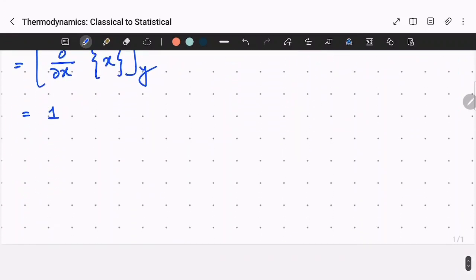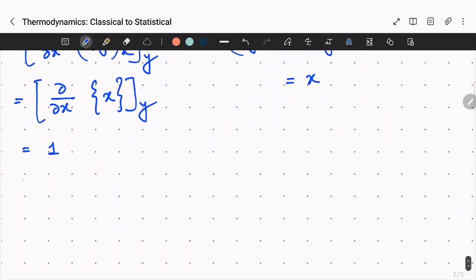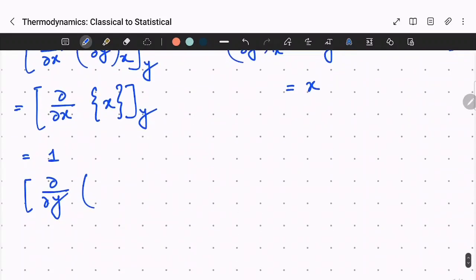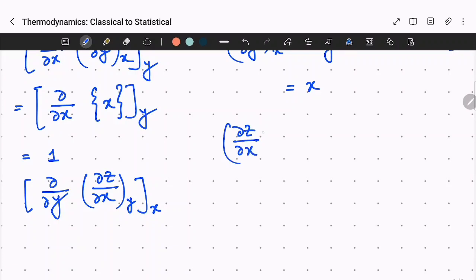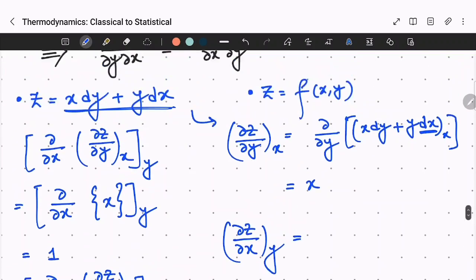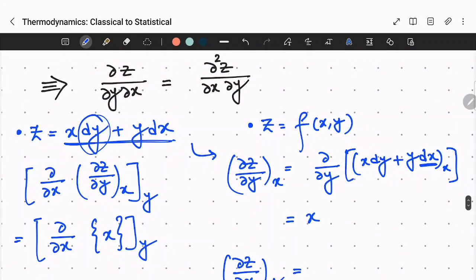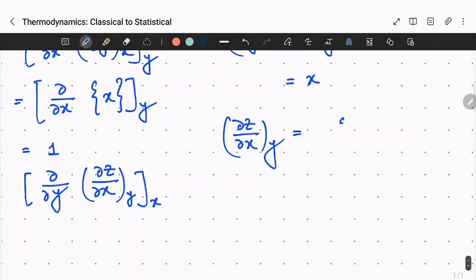Now for the other part, we have to calculate del z del x for constant y. Again, we can understand that if y is constant, then obviously dy is 0. So if dy is 0, it will be only y dx. So del del x of y dx.